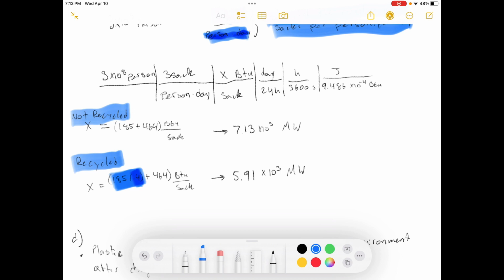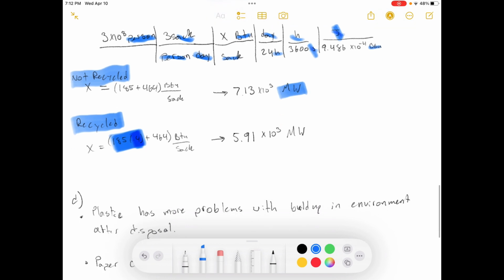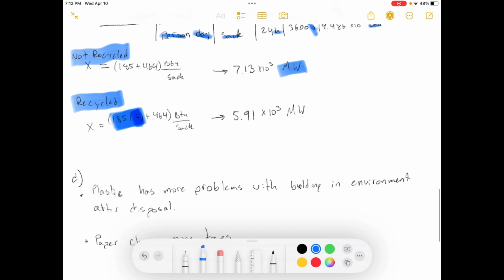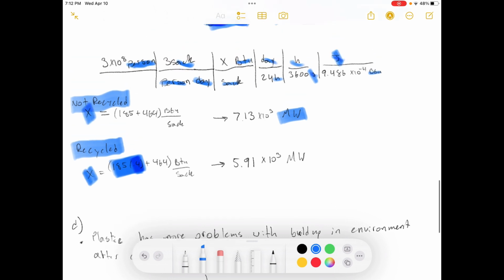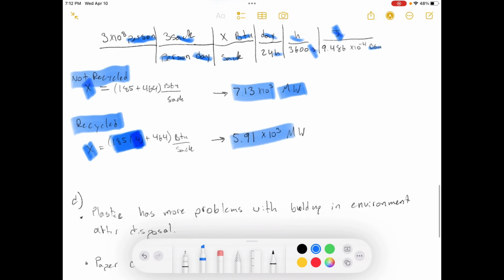So you can see this is the population, so we're dividing by population, and then we have sacks, and then we have BTUs. So we're changing our BTUs into joules here. Okay, and then we have our days that are changing into seconds. Days into seconds, that's important because we need to change our joules per second into watts. Okay, and then we have megawatts that we're changing into. Okay, so I did the same thing. I just changed the value of X, and it calculates to these values in megawatts.